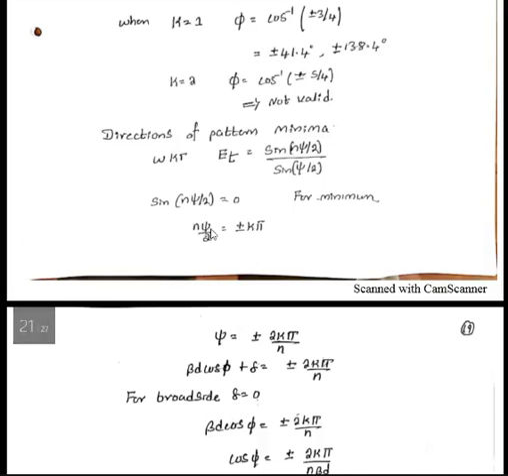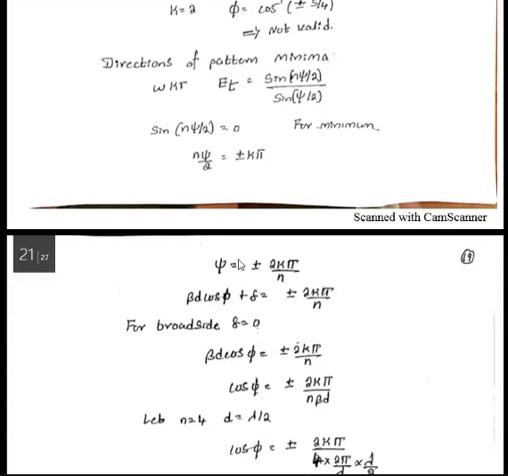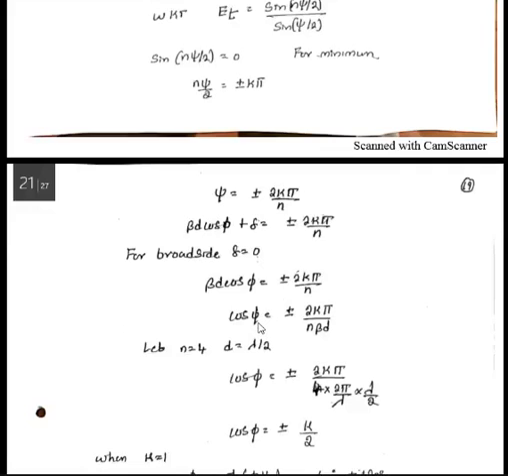So that's why n psi by 2 is equal to plus or minus k pi here. If you substitute this plus or minus k pi in place of n psi by 2, you will have sine of something equal to 0. So psi is equal to plus or minus 2k pi divided by n. You know the psi value is beta d cos phi plus delta. For the broadside array case, delta is equal to 0, so beta d cos phi is equal to plus or minus 2k pi divided by n.